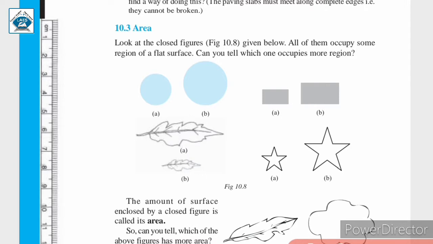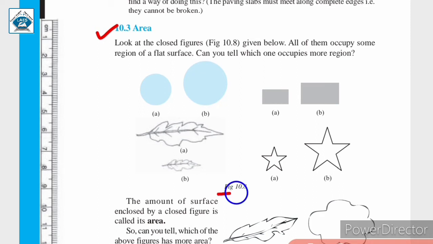Hello students, let us continue chapter 10 mensuration. In the previous classes we discussed perimeter and solved some examples related to the same. Today we will be discussing area.